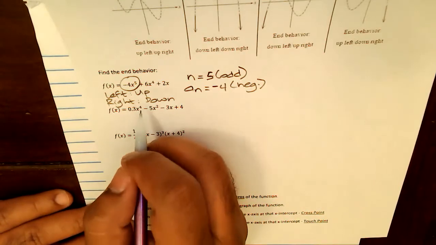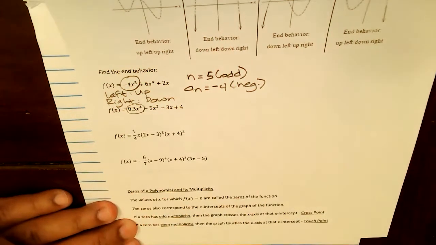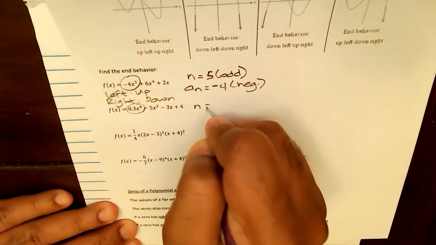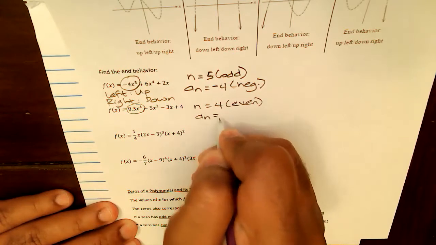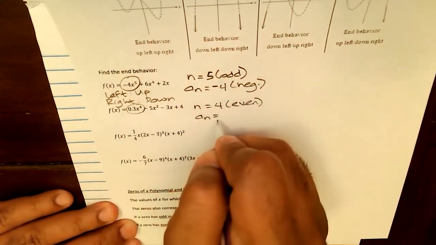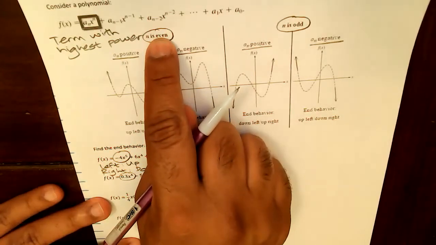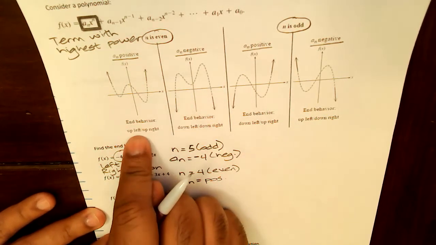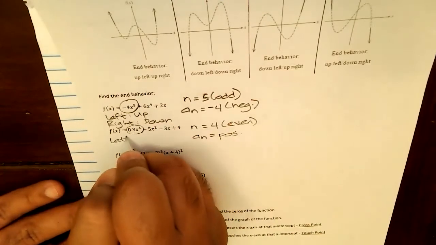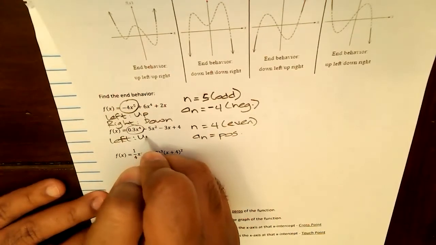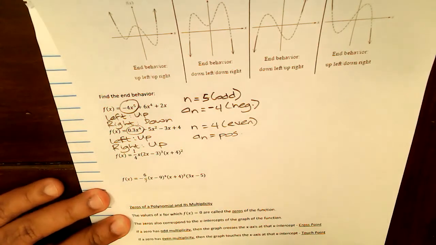Here's another example. We're going to look at the term with the highest power. So that's the 0.3x to the power of 4. My power in this case is 4, which is an even number. And then my a_n is 0.3, which is a positive number. So if I have an even power with a positive number in front of it, then my end behavior would be up on the left and up on the right. So on the left, my graph is going to go up, and on the right, it's also going to go up.